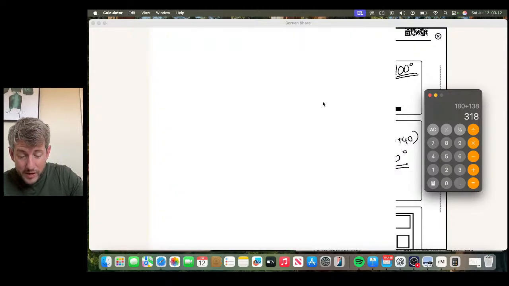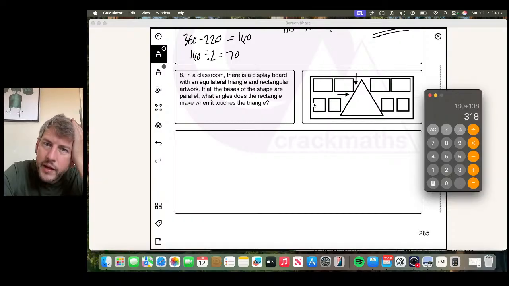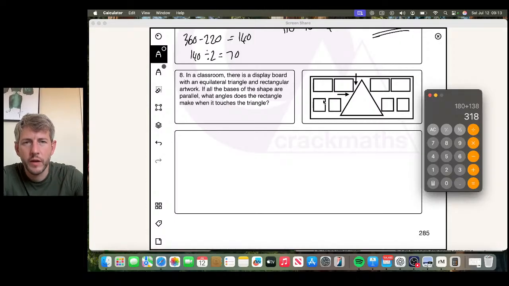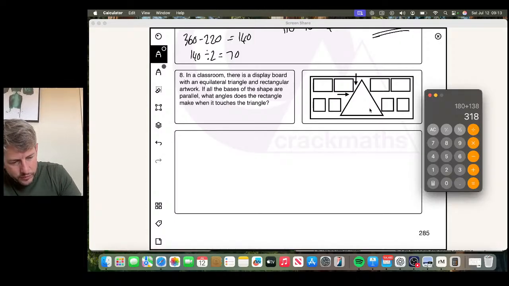Okay, right. Question 8. In a classroom, there is a display board with an equilateral triangle and rectangular artwork. If all the bases of the shape are parallel, what angles does the rectangle make when it touches the triangle? Okay, right, so it's equilateral, so that's 60, 60, 60. Okay, these are rectangles, so that's 90 degrees.